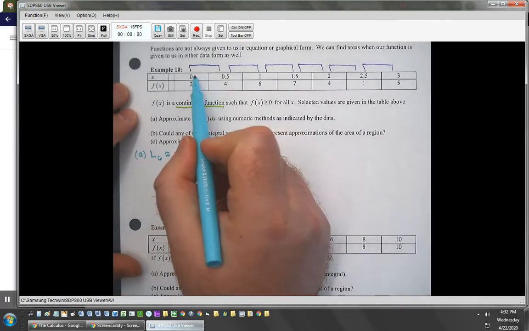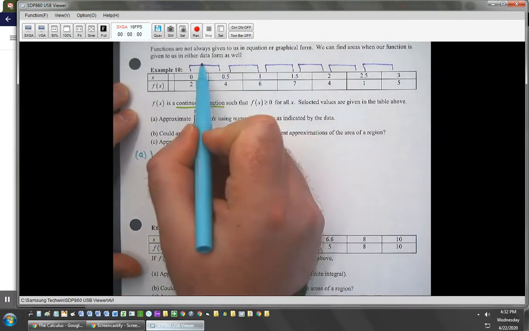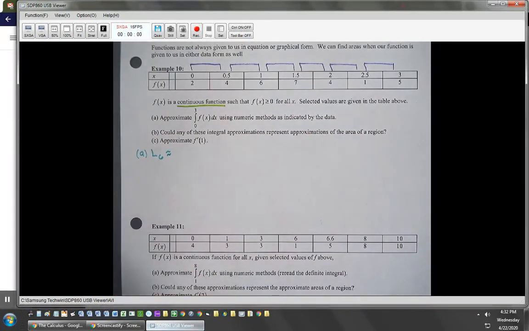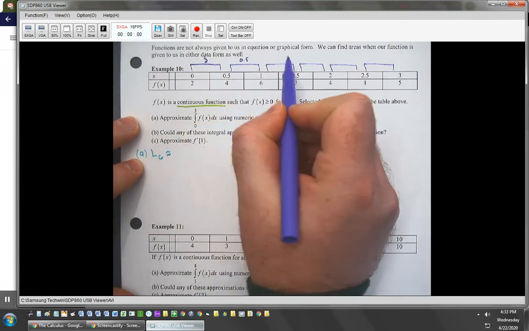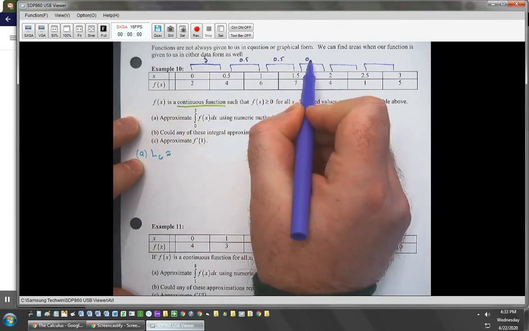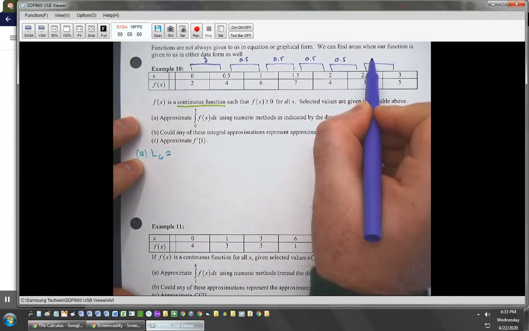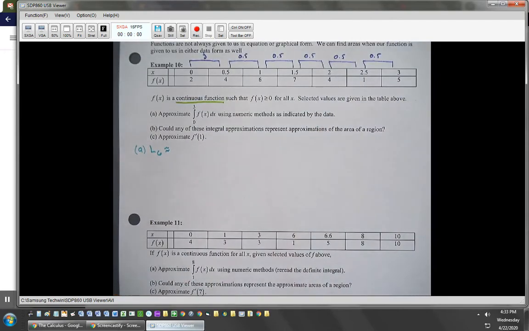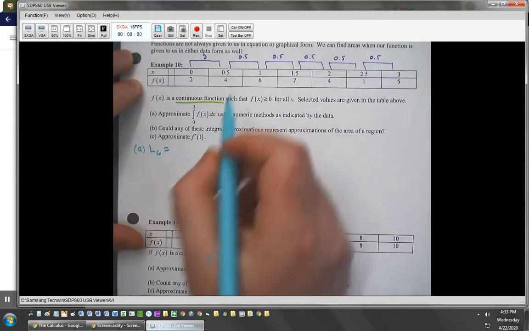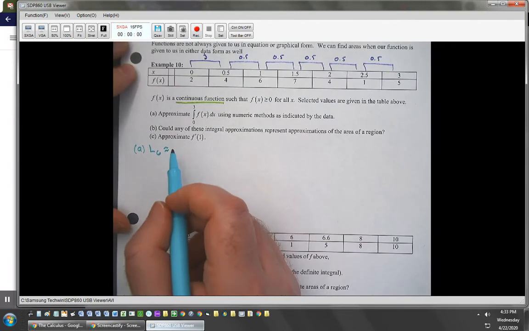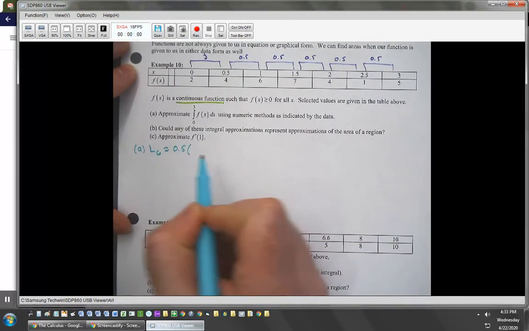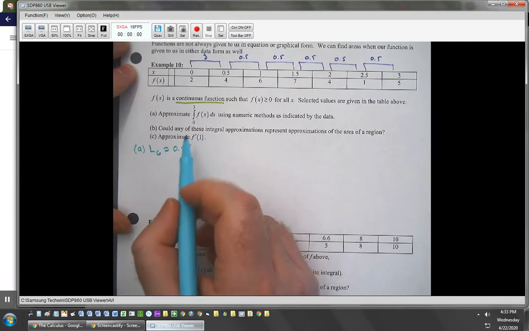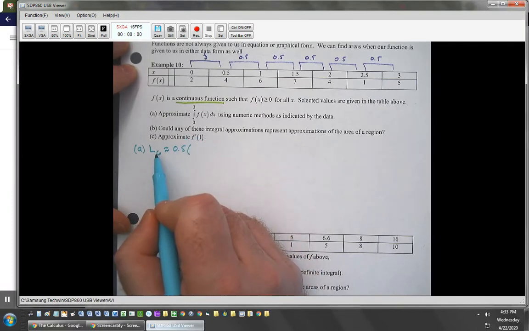Do we have a common gap? Yeah, each one of these is a distance of 1/2, right? So this is 1/2. I'm going to go with 0.5. This is 0.5, this is 0.5, this is 0.5, this is 0.5, this is 0.5. So we know that our rectangles that we draw are going to have a width of 0.5 for all of them.